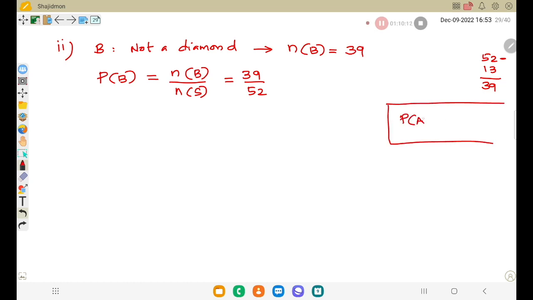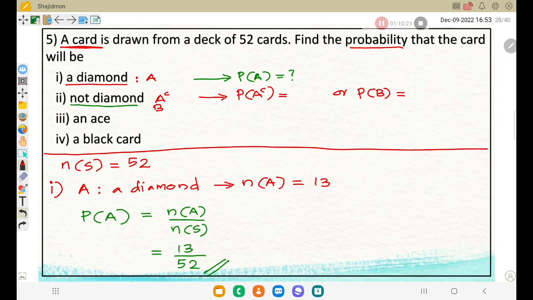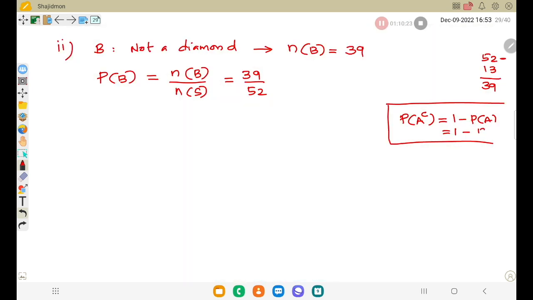I am doing it this way also. 1 minus probability of A, correct? 1 minus, already we did here, probability of A, 13 by 52. We will get the same answer, 39 divided by 52. So this way also we can do, up to you. Now we will go to the third part.